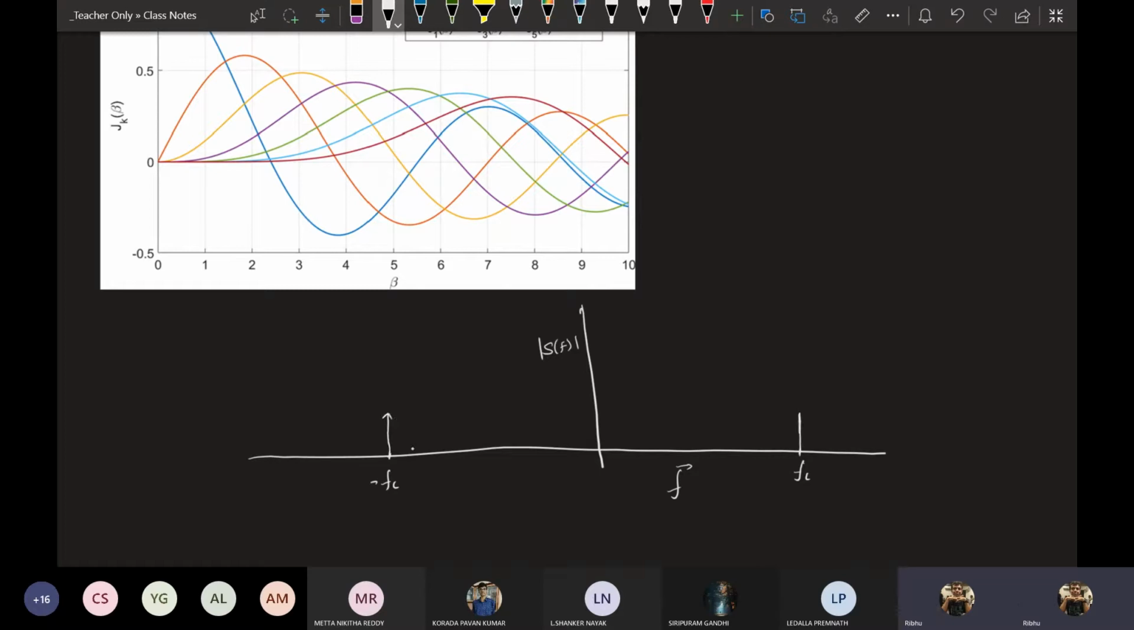There's a pulse here. There's a pulse here. There's a pulse here. There's a pulse here. There's a pulse here. Another pulse here. Another pulse here. I'll draw the positive half. The negative half will be symmetric. J0 beta, J1 beta, J2 beta, J. Fine.